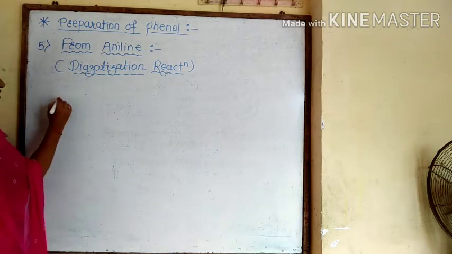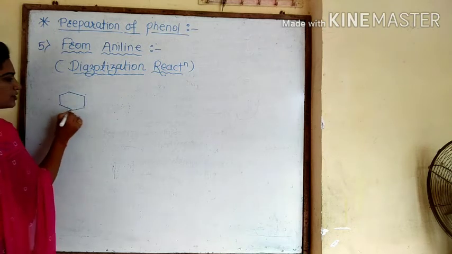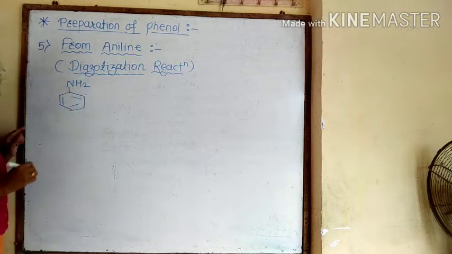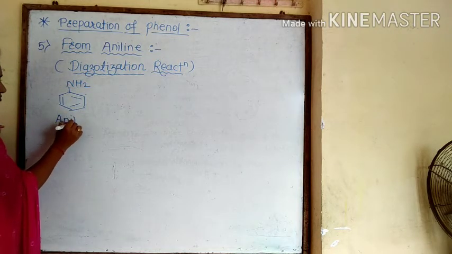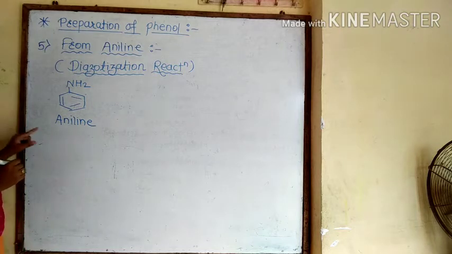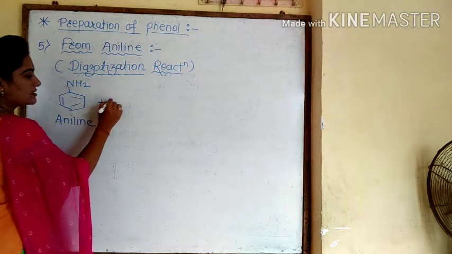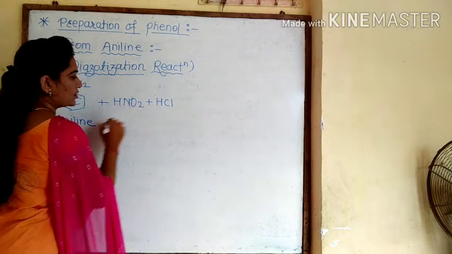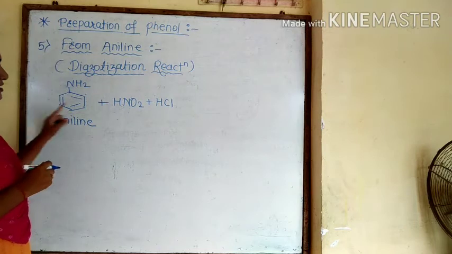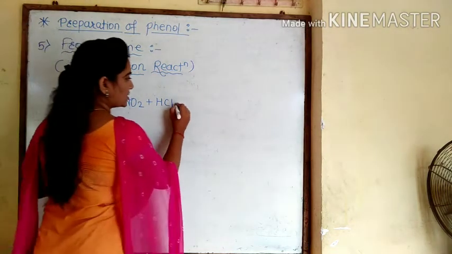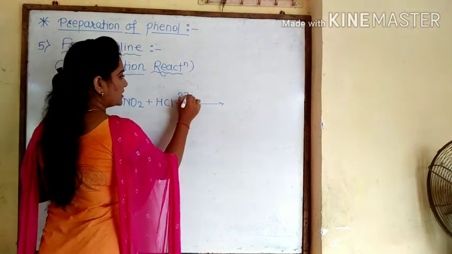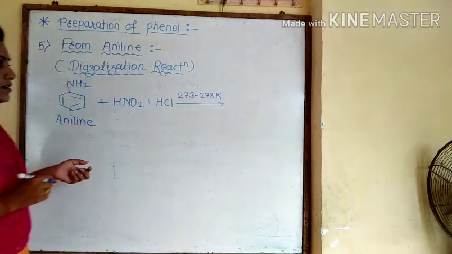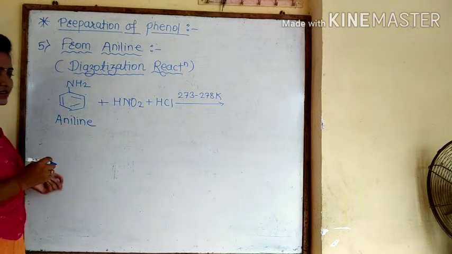When aniline means what? Benzene ring which consists of NH2 group on it. Okay, so it is called aniline. When aniline is reacted with nitrous acid, HNO2 and HCl. Okay, so this is nitrous acid, HNO2 and HCl in ice cold condition, or here at 273 to 278 Kelvin temperature. That is what? Minimum temperature 0 degree Celsius near about.